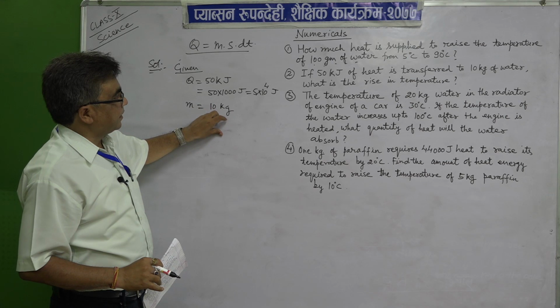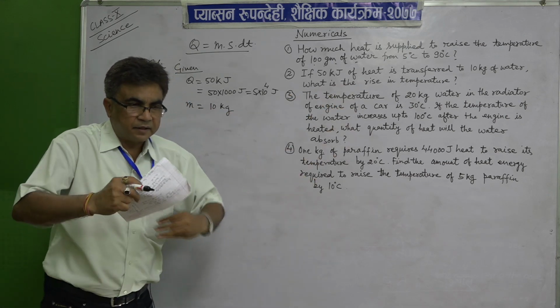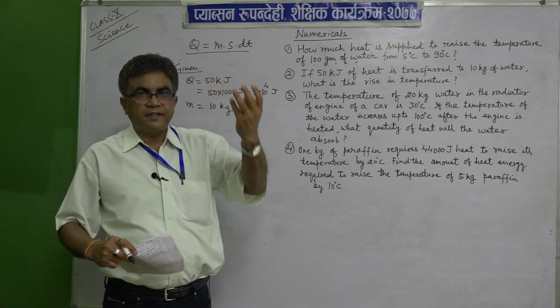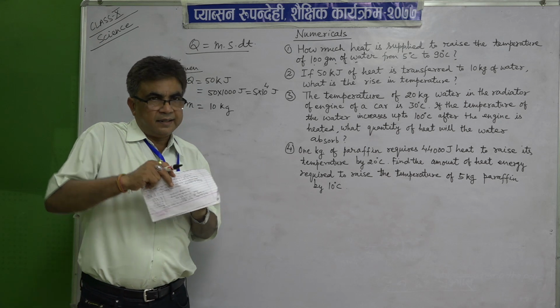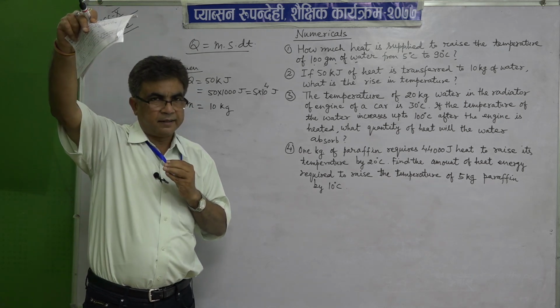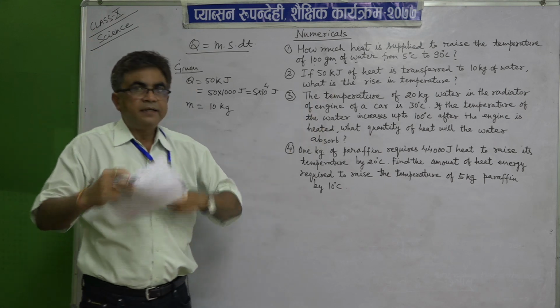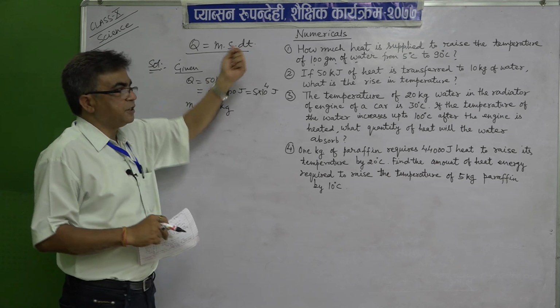These two things are given. You have been asked what is the rise in temperature. Rise in temperature means the temperature difference. Suppose initially it was at 20 degrees centigrade, now it becomes 25, that means the rise in temperature is 5 degrees centigrade. So, rise in temperature means temperature difference. In this formula, temperature difference is your dt.